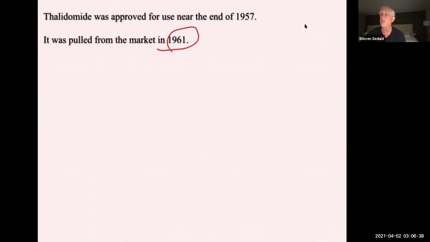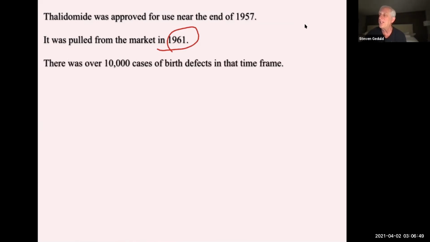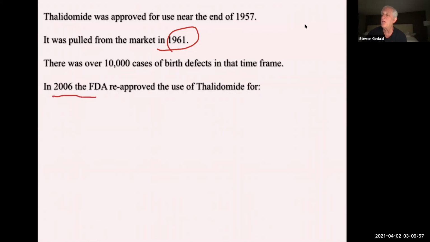Okay, and it was pulled from the market in 1961, a year after the start. They noticed all those effects. It took 9 months for them to notice the effects, for the babies to come to term. There were over 10,000 cases of birth defects in that time frame, from 57 to 61. In 2006, the FDA reapproved the use of thalidomide.